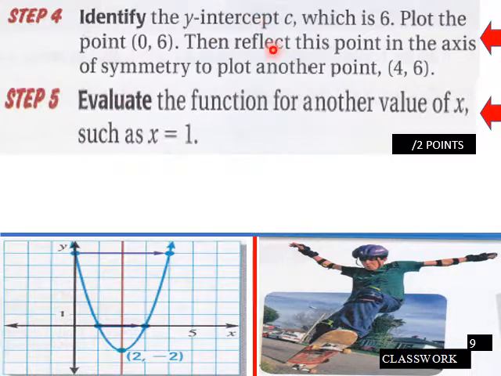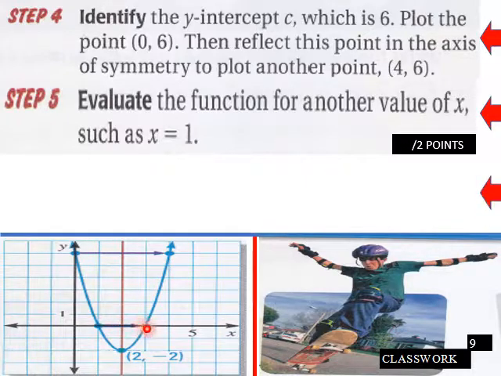Then identify the y-intercept c. The y-intercept would be over here, which is 6. When x equals 0, y equals 6. We plot that point. Then reflect this point across the axis of symmetry. We're 2 units to the left, so we go 2 units to the right. So we have a point here, a point there, and then we have our vertex down here. Basically, we have our 3 points.